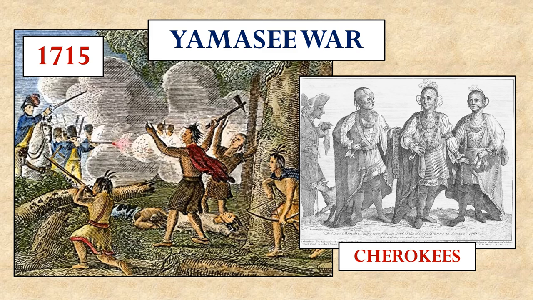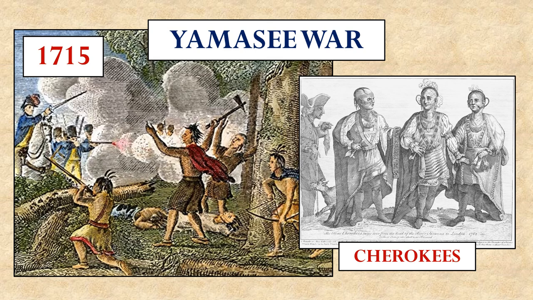In this case, what happened was some envoys went out from the English to the Yamasee tribe to negotiate a new treaty, but the Yamasee had decided that they had been taken advantage of too much. And one of the ways they had been taken advantage of is many of their people had been enslaved to work for the English. And they decided it was time for a rebellion, so they killed the envoys, and this then led to warfare with them.